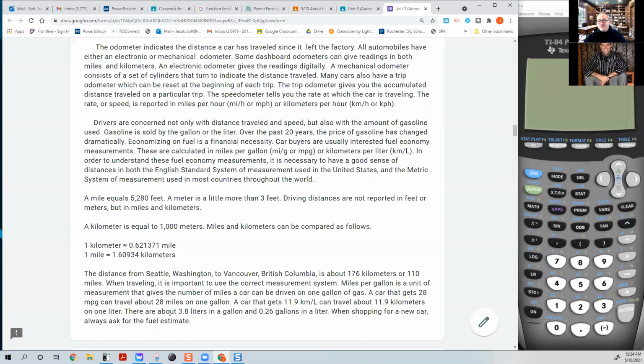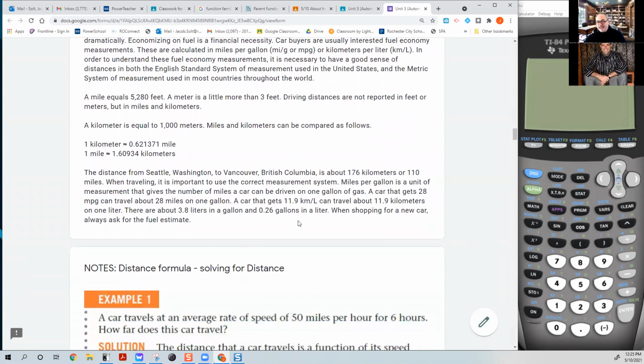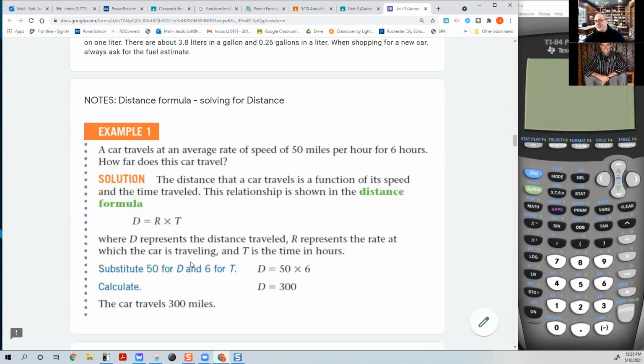And since there's about 3.8 liters in a gallon, or about 0.26 gallons in a liter, when shopping for a new car, always ask for the fuel estimate. Okay, got through that. We'll start example 1 in just a second.